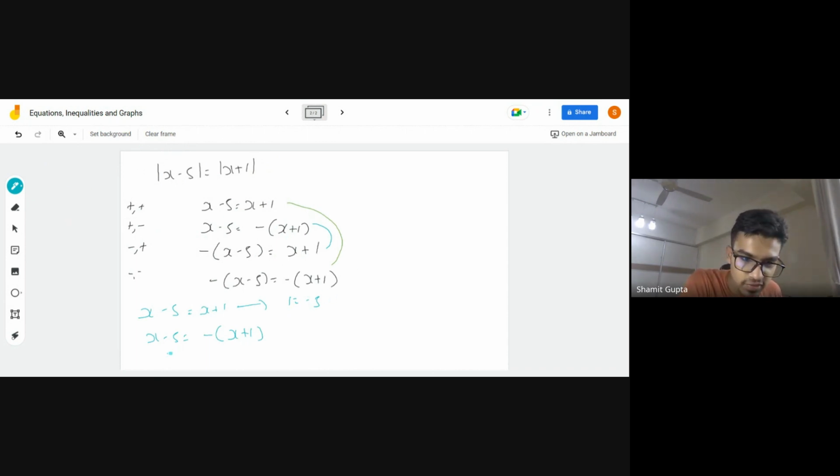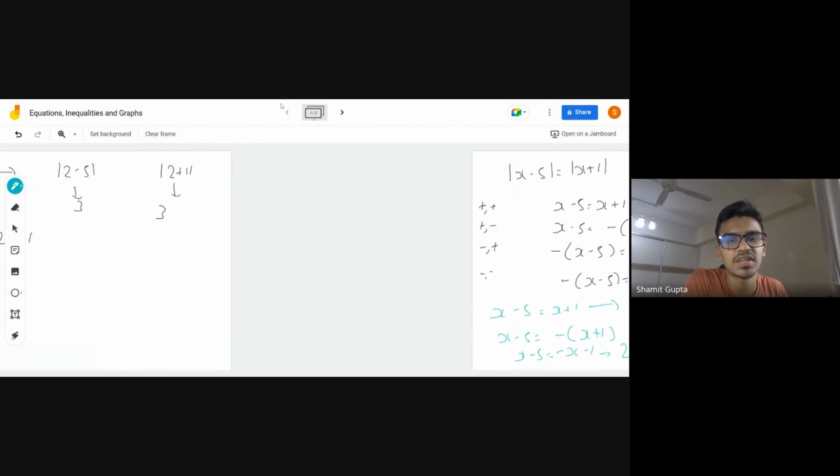And this one, it'll give you x minus 5 is equal to minus x minus 1, which becomes 2x equals to 4 and x equals to 2. So you can see we are getting two equations as in this case, but only one of them is giving us the answer. The other one is giving us 1 equals to negative 5. So just no solutions there. So this is another method which you can adopt.